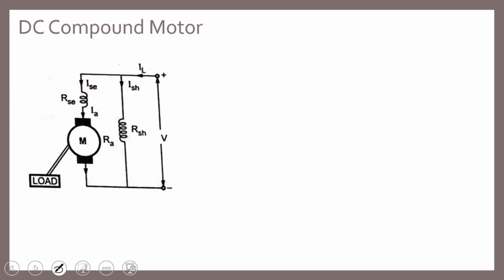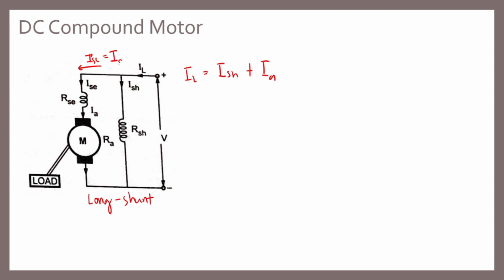Next, for the DC compound, it is either long shunt or short shunt. In this case, since our series resistance RSE is connected to the armature, this is what we call a long shunt compound motor. So in the long shunt, look at the flow and direction of the current: IL is equal to ISH plus IA. And this ISE flowing here is just equal to your IA, because RSE is in series with the armature.